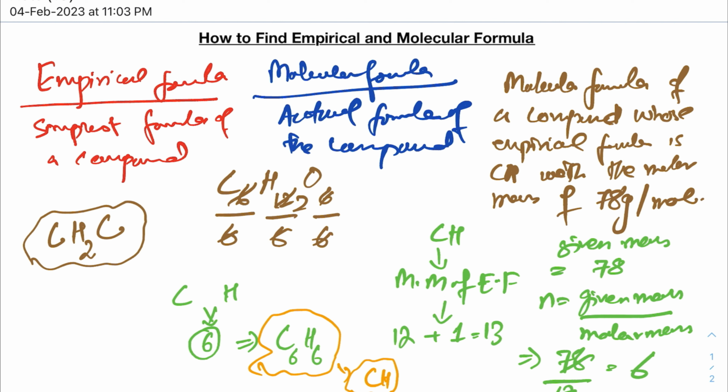And if we already have the empirical formula with us, how can we find out the molecular formula?